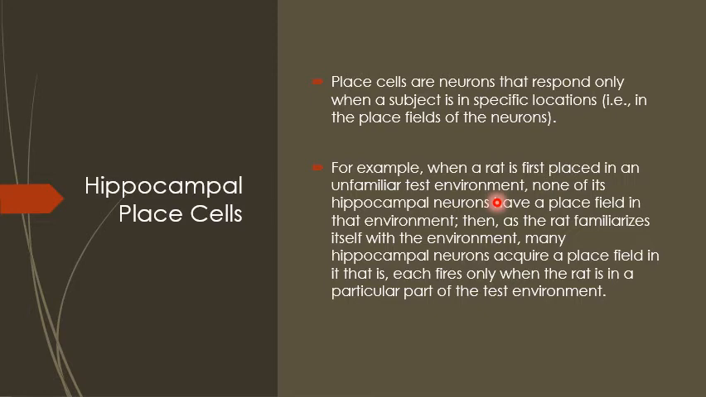So that is how we become familiar with a place, with the relationship of the objects in that place. We are able to navigate ourselves in this place because we have formed place fields in the hippocampus, or place cells are already forming specific connections.